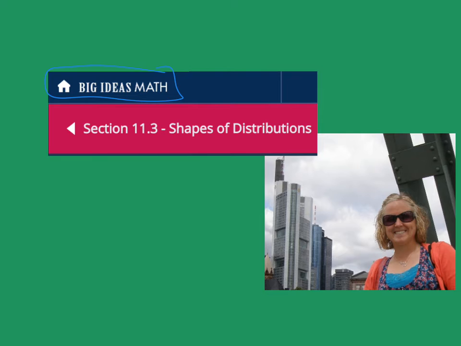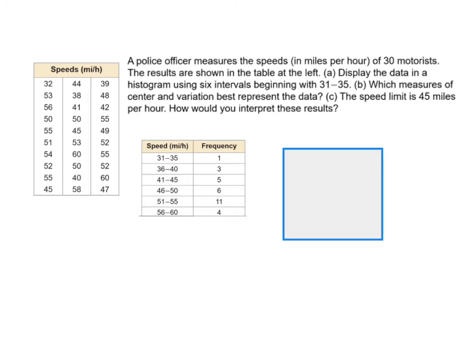All right, so here we go. Example 1. A police officer measures speed in miles per hour of 30 motorists. The results are shown in the table. Display the data in a histogram. Okay, so before we can do a histogram, we've got to talk about, let's use yellow, we need 6 subintervals. Sorry about that. We need 6 subintervals, and it says to begin with 31 through 35.